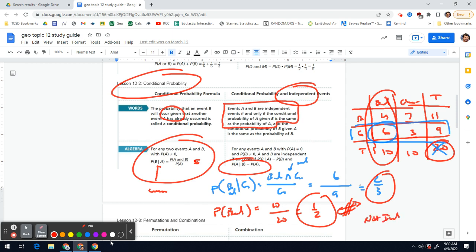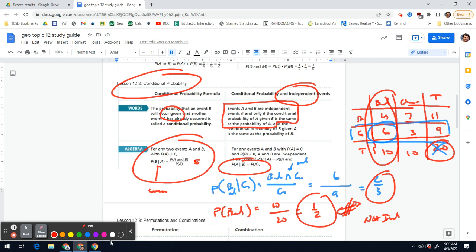Right? 2/3 of girls are in band, but only 1/2 of the students are in band. So what this means is that you have a higher percentage, a higher chance of being in band if you're a girl. That is not an independent situation, right? Being a girl means you have more of a chance of being in band than if you're just anybody. But if these two probabilities would have been the same, then it doesn't matter if you're a girl or a boy, the probability of being in the band is the same.